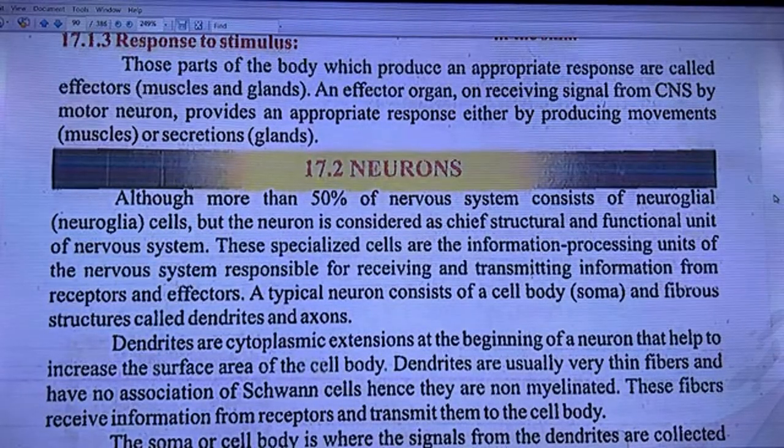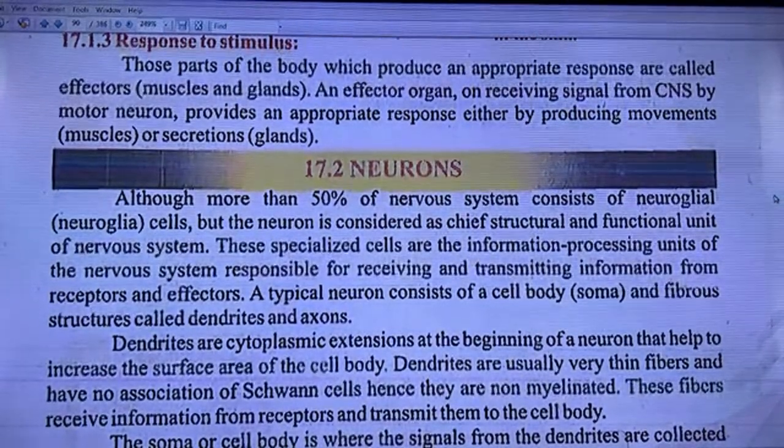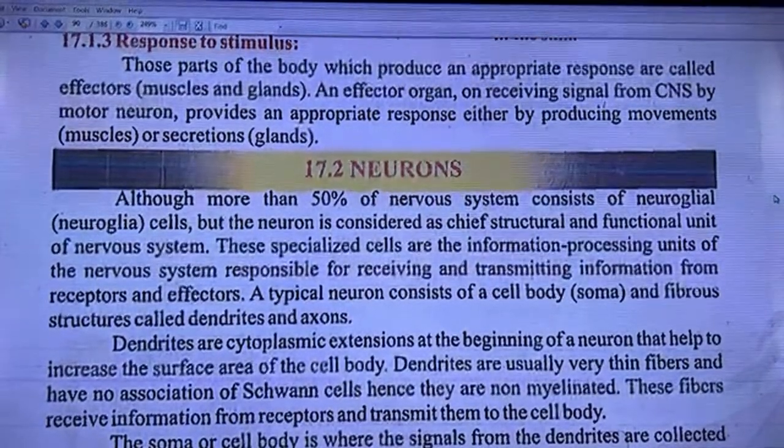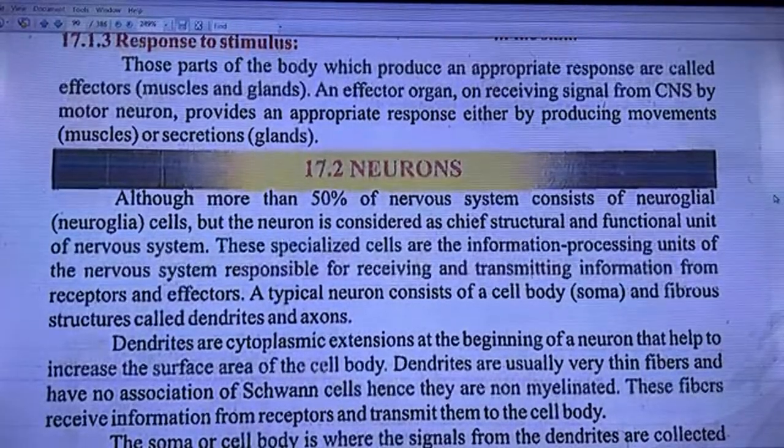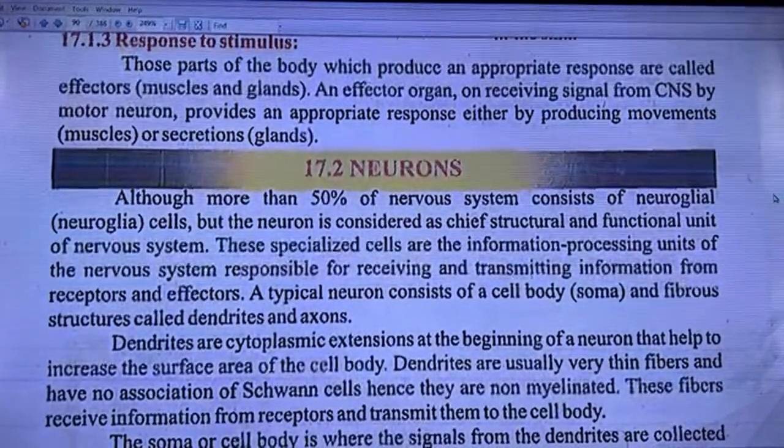Response to stimulus. Those parts of the body which produce an appropriate response are called effectors, muscles and glands. An effector organ, on receiving a signal from the central nervous system by a motor neuron, provides an appropriate response either by producing movements, muscles, or secretion, glands.